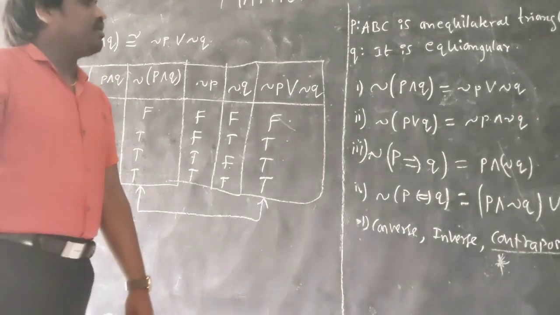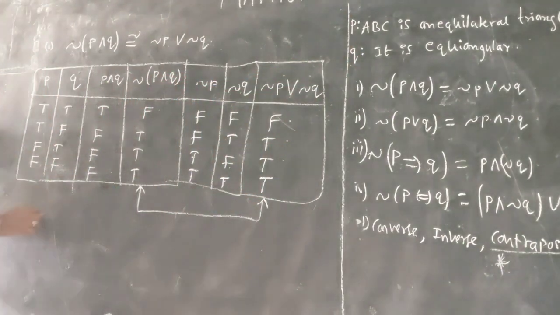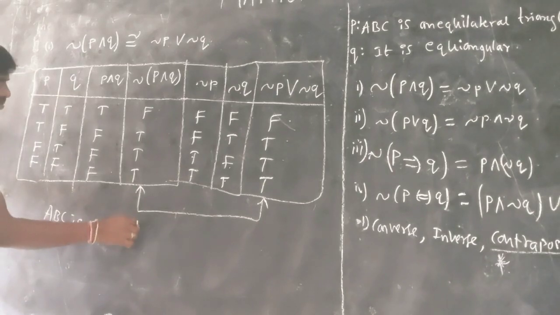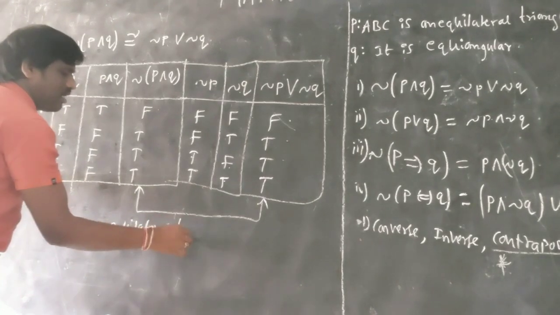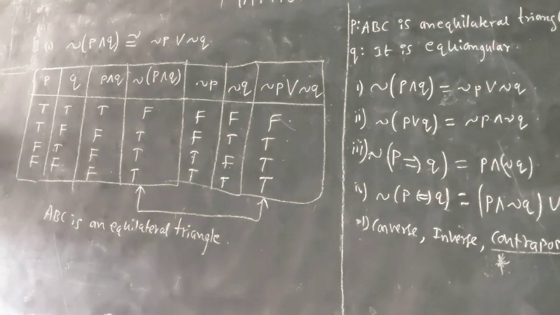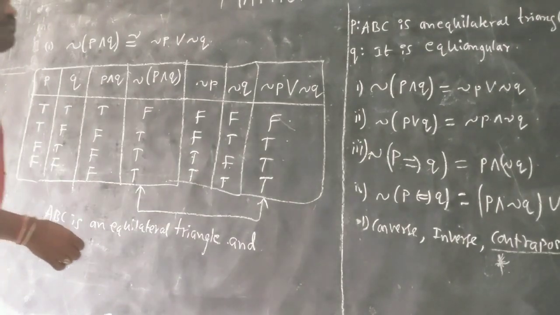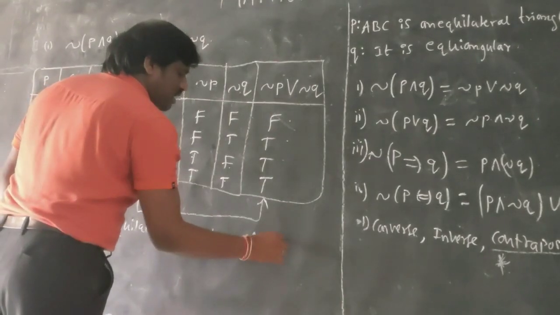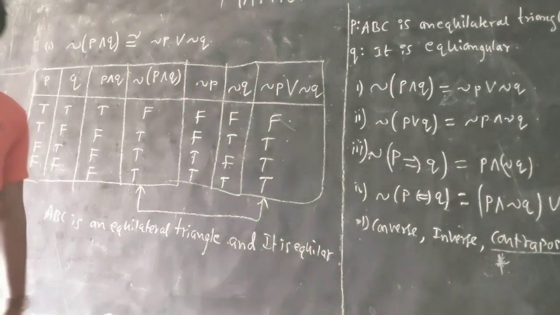Those that are very familiar and very easy can be done by tables. Let us see here. Now a statement is given. I am taking an easy one: ABC is an equilateral triangle and it is equiangular. So this is a statement, a compound statement.